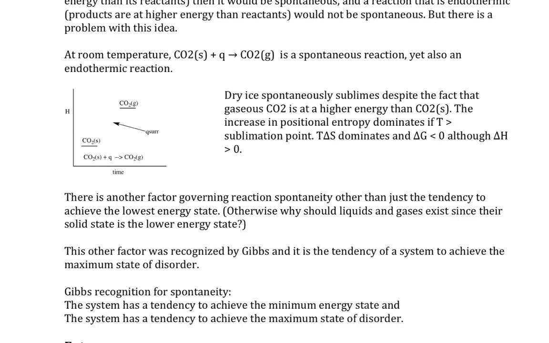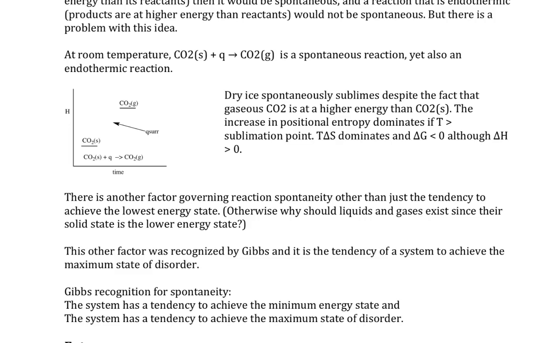This reaction here, dry ice, solid CO2 forming gaseous CO2, is a spontaneous process. You know that from working in the lab. You know that a piece of dry ice will eventually sublime, it will vaporize. It's an endothermic reaction, though. It takes energy from the surroundings to be absorbed by the dry ice to cause it to become gaseous CO2. So, as our diagram shows, the gaseous CO2 is at a higher enthalpy state than the solid CO2 because energy has come in from the surroundings in the form of heat. So we know that it spontaneously sublimes, and it does so despite the fact that gaseous CO2 is at a higher energy than solid CO2.